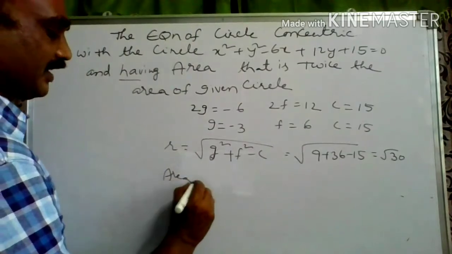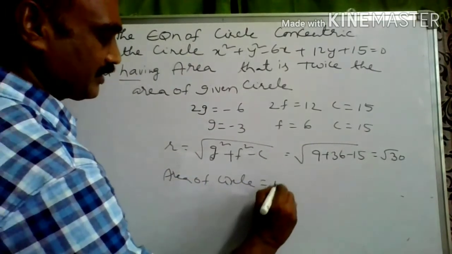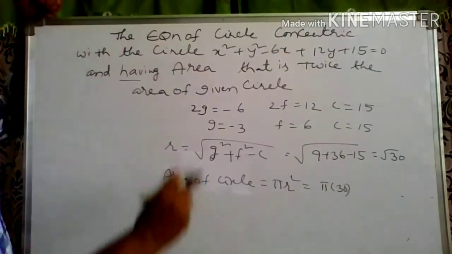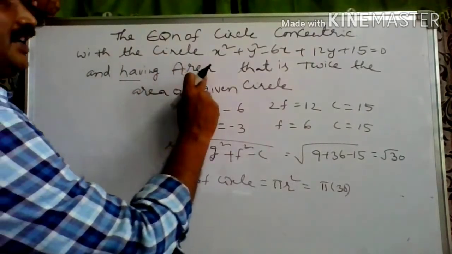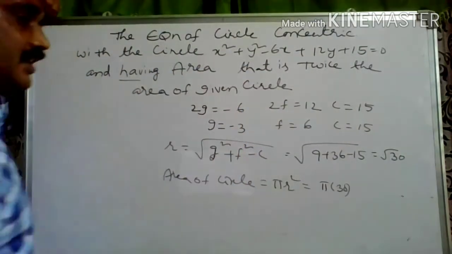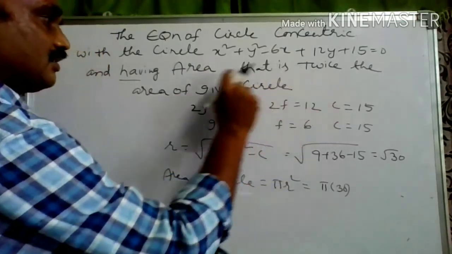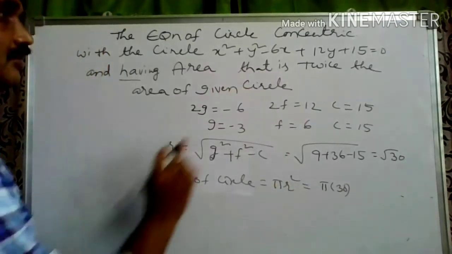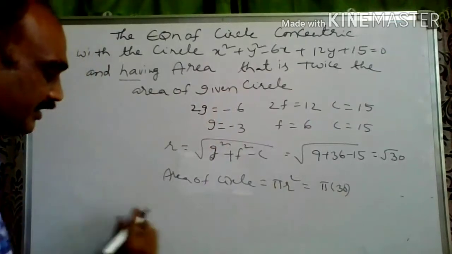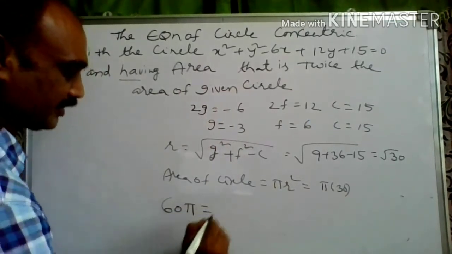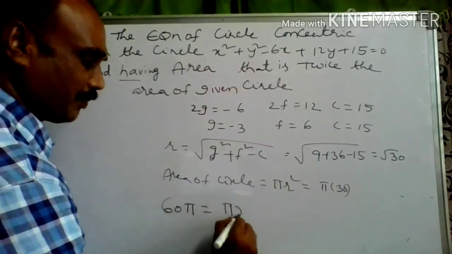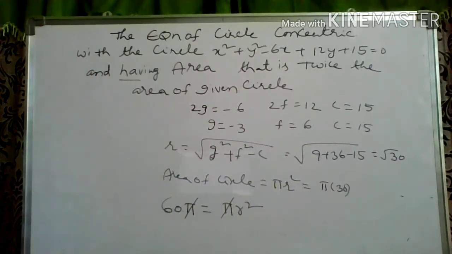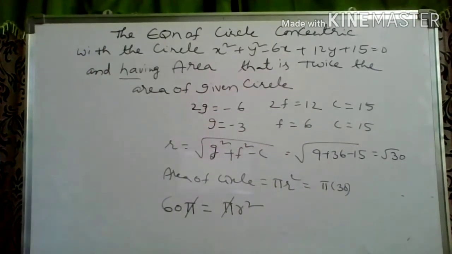Area of circle is equal to pi r square, that is pi into r square, which is 30 pi. But we need twice the area of the given circle. So area of the given circle is 30 pi, twice means 60 pi. So 60 pi is equal to pi r square. Pi gets cancelled, r square is equal to 60.